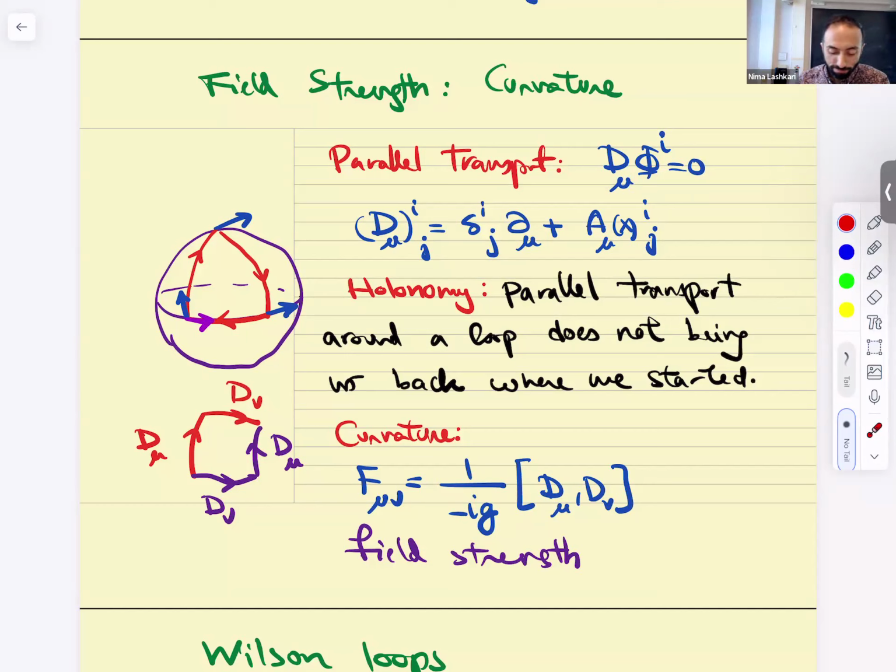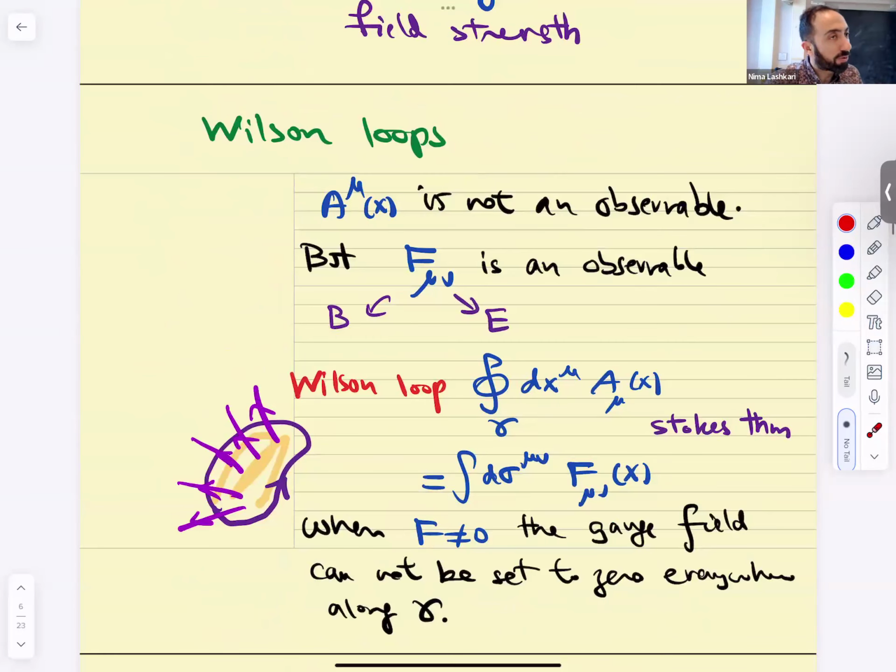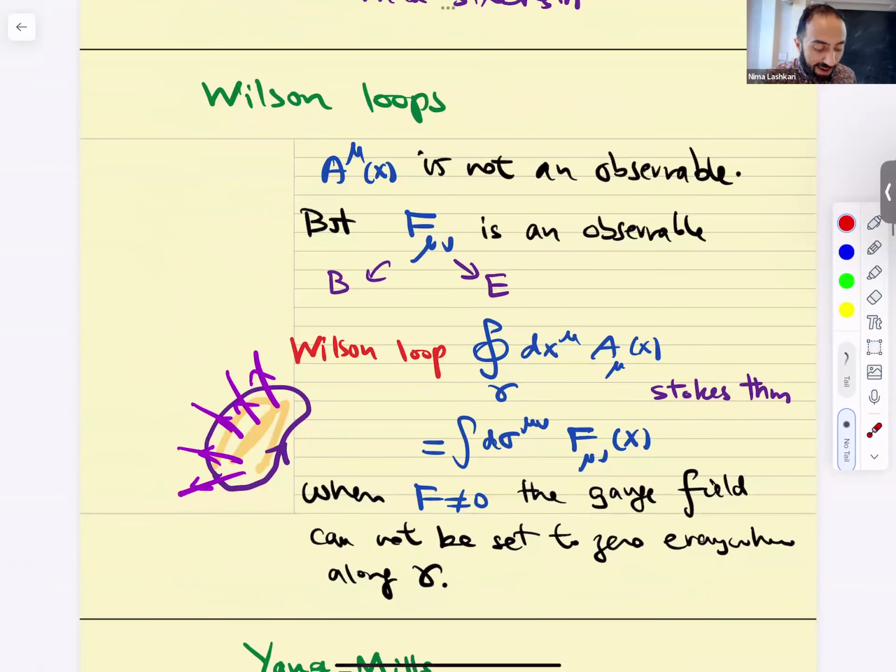Good. Any questions? It's just a review of what we've gone through. I felt like last lecture, when I jumped directly into non-abelian gauge theory, it might have been a little bit too quick. This is also quick, but hopefully it's a review.